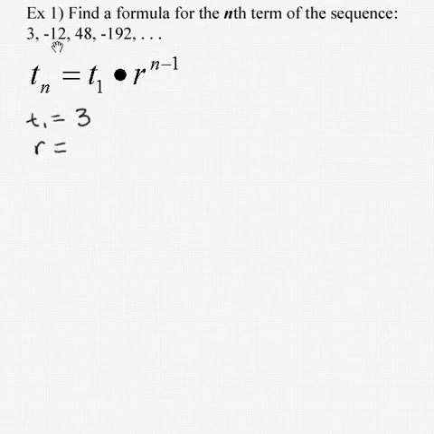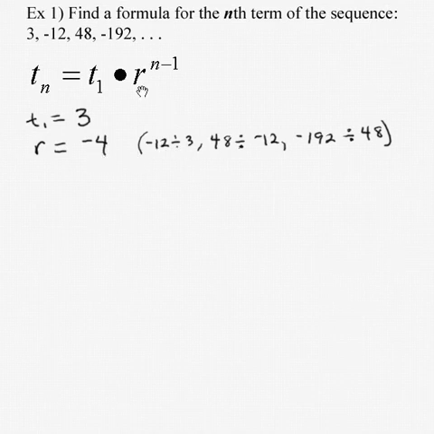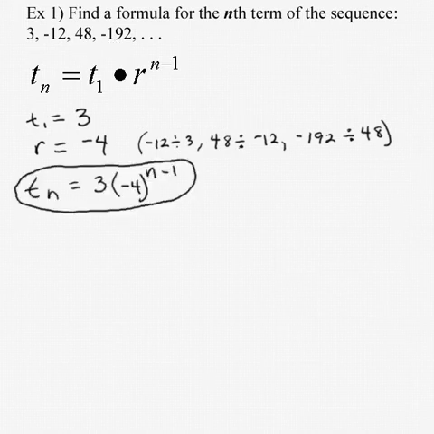When we do that, negative 12 divided by 3, we get negative 4. 48 divided by negative 12, negative 4. Negative 192 divided by positive 48, negative 4. So our formula, t sub n, equals the first term 3 times the common ratio, which is negative 4, raised to the n minus 1 power. So that would be finding the formula for the nth term of that infinite geometric sequence.